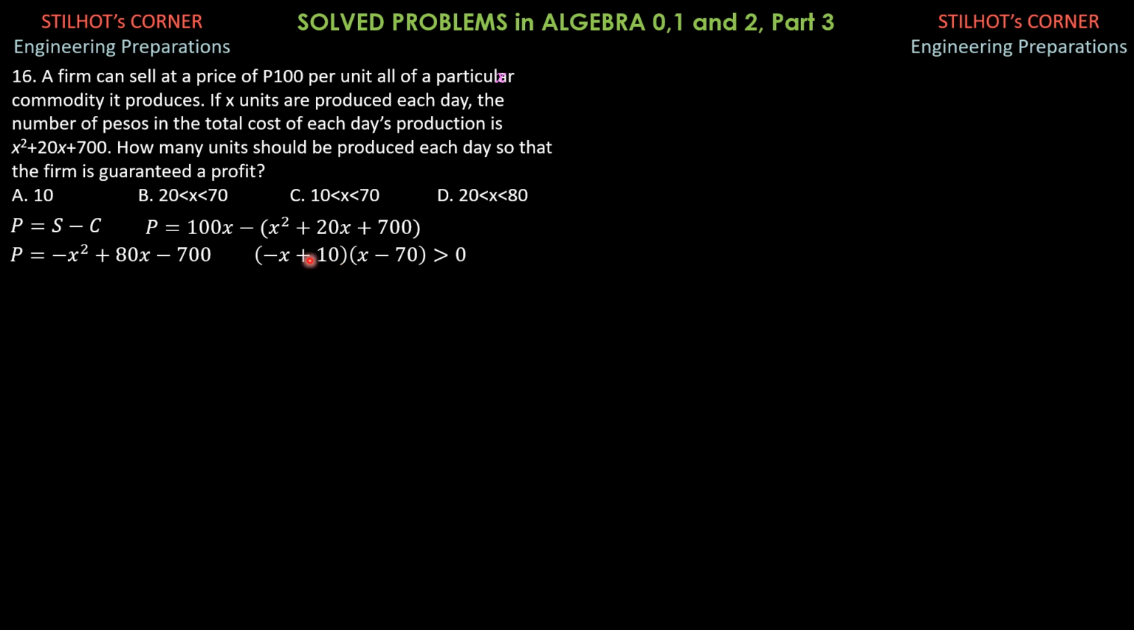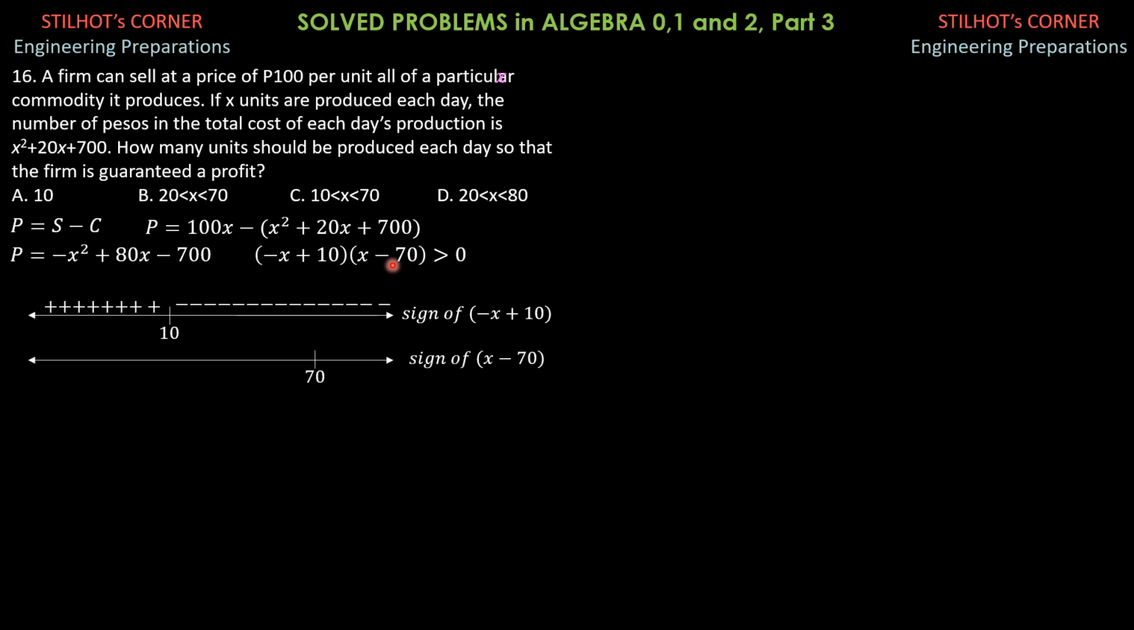We then determine the signs of these factors. First, this is 0 when x is 10, and the sign is positive when x is less than 10, such as 0, and negative when x is greater than 10 here. So that would be the signs. Then for x minus 70, x is 70 when x is less than 70, such as 0. So it is negative here up to 70, 0 at 70, then positive beyond 70. We then obtain the sign of the two factors as shown.